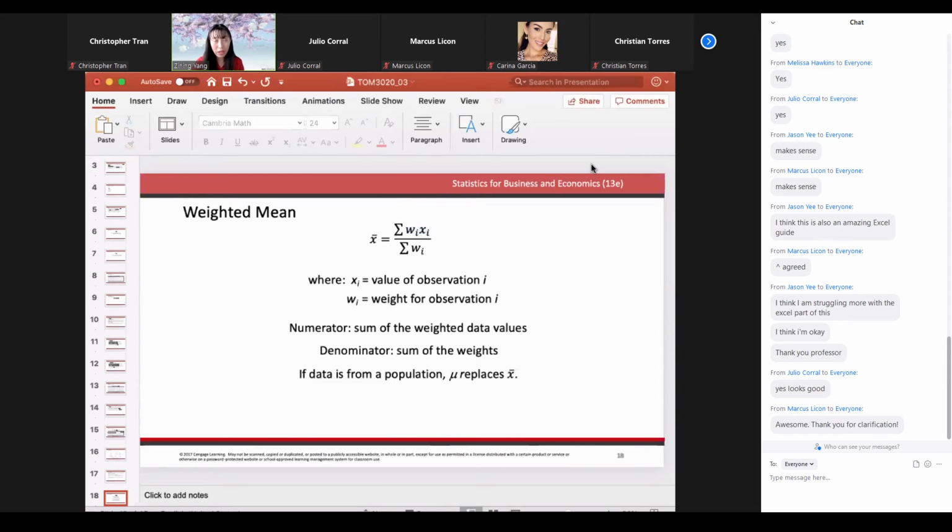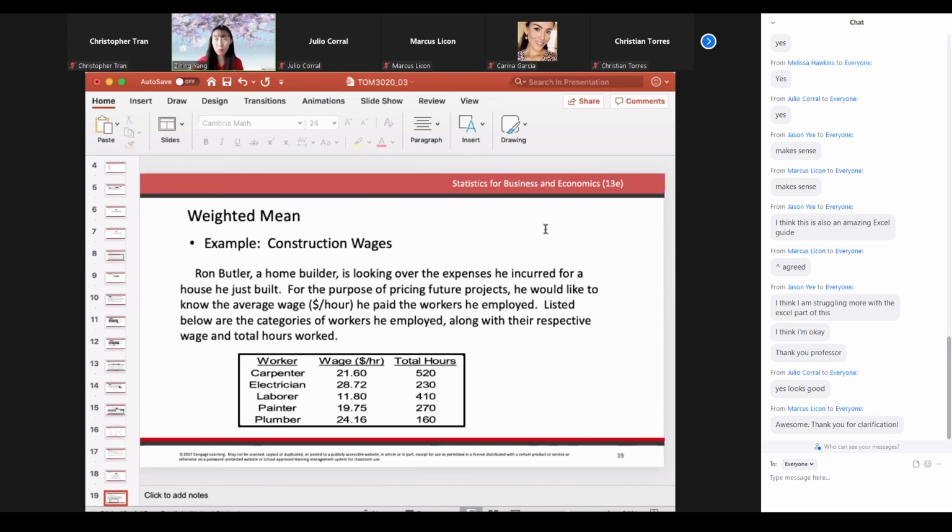I do have a quick and simple exercise to calculate the weighted hourly wage. If a home builder hired 5 workers, each of them charges differently per hour, and they work for different hours, which again means if someone works for more hours, that job or that person is more important than someone else who worked less than 200 hours, right? So the hours will be the weight.